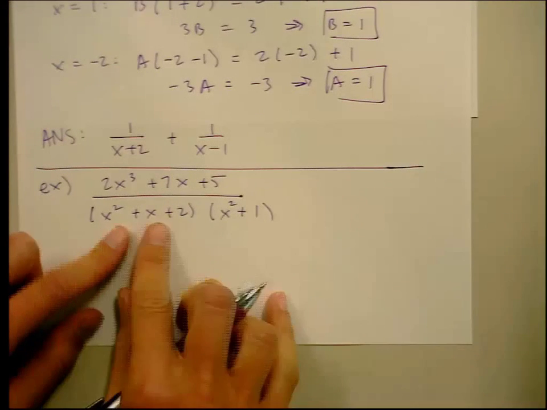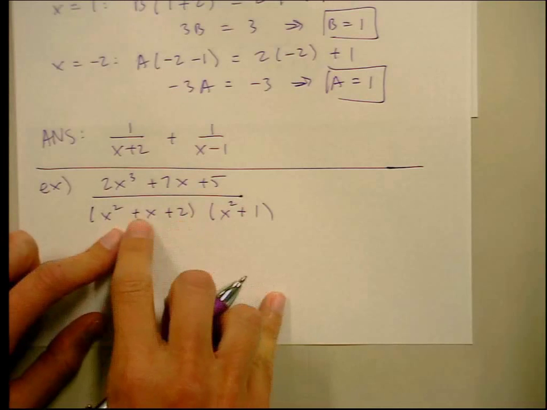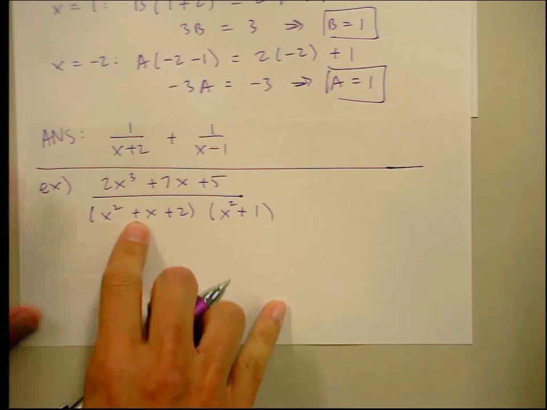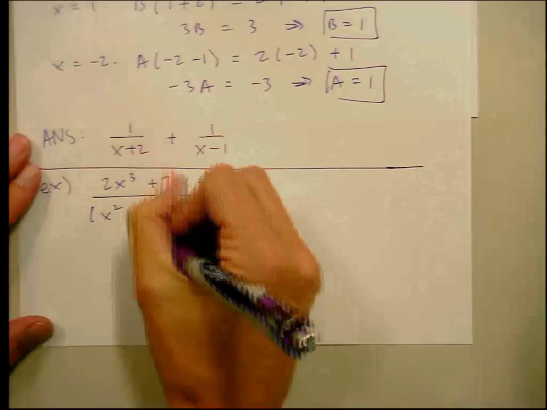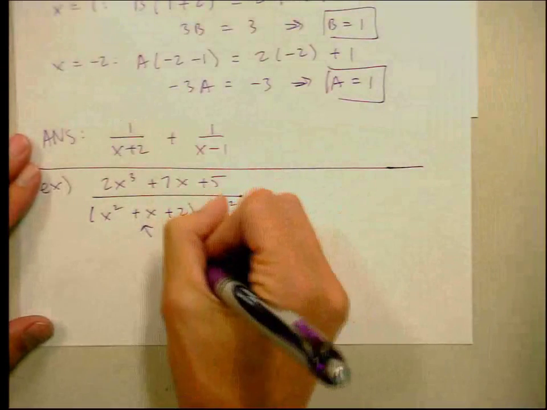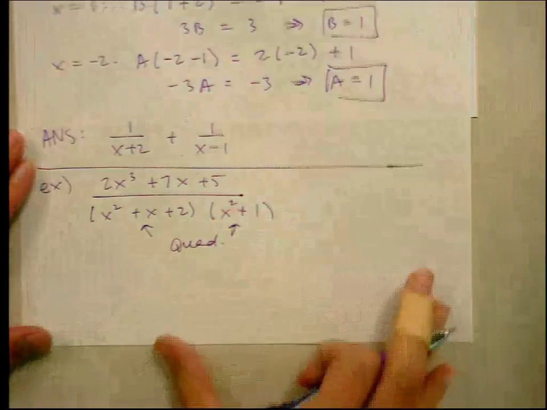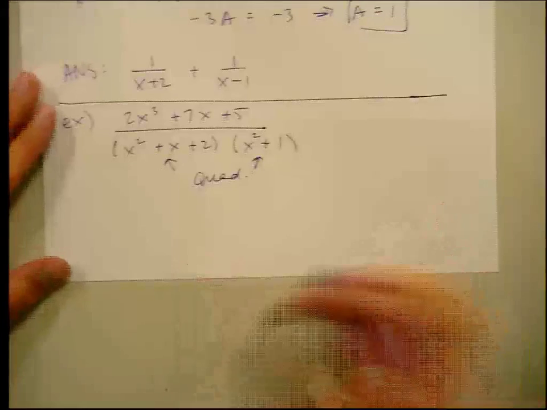Gosh, I can try and factor this one. I need a 1 and a 2 here. I would never get to a 1 as the coefficient on the x. So what I've got left here are two irreducible quadratic factors. They can't be factored further. Those go into my template.